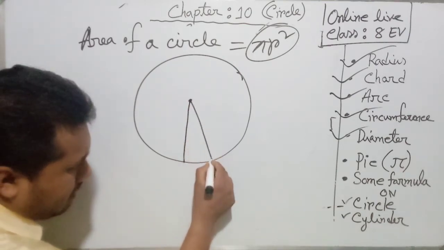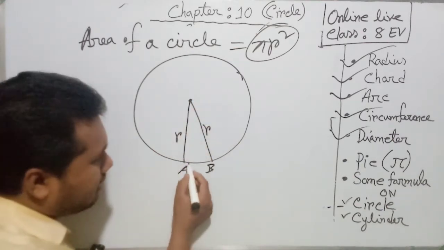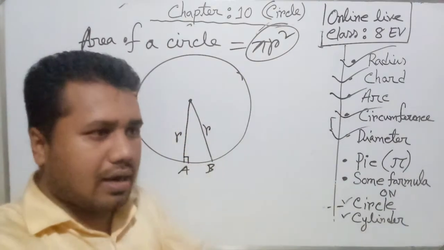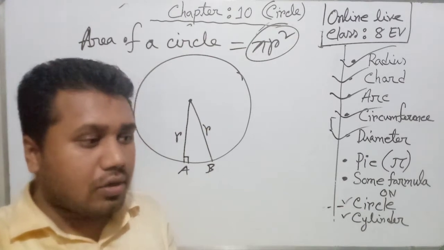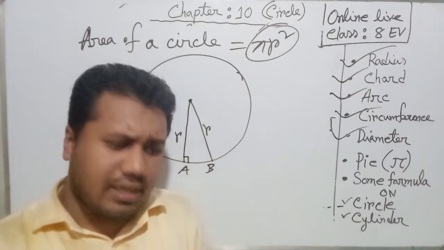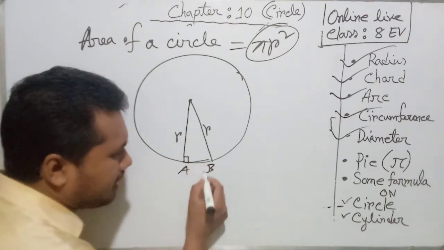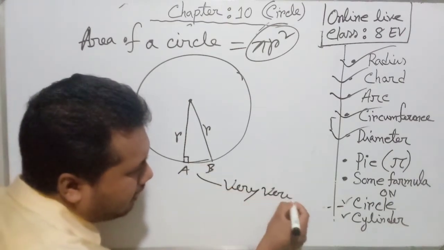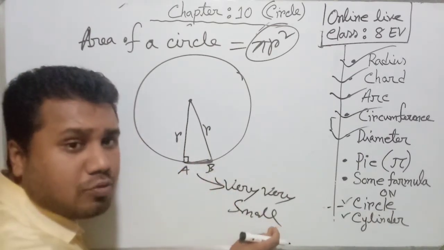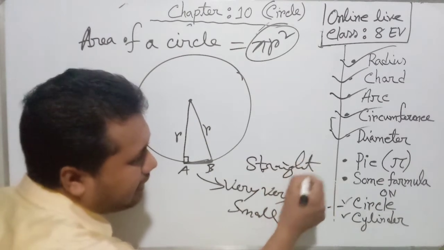Suppose this is a part AB. Now this is R and this is R. Suppose this is a triangle and this is 90 degrees. Look, this is a curve. Suppose our earth is also like a curve, but for a small distance we can think of it as flat, that means a straight line. So suppose this AB is a very, very small distance. So it will be like a straight line.